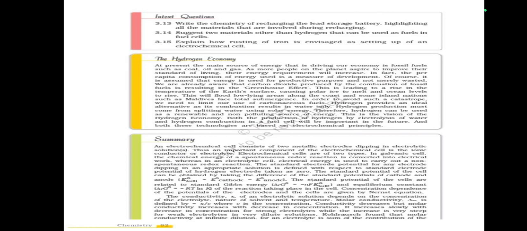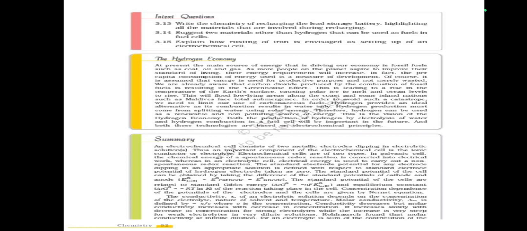Summary: an electrochemical cell consists of two metallic electrodes dipping in an electrolytic solution. Thus, the important component of the electrochemical cell is the ionic conductor, and electrochemical cells are of two types: galvanic cell, where the chemical energy of the spontaneous redox reaction is converted into electrical work, whereas in an electrolytic cell, electrical energy is used to carry out a non-spontaneous redox reaction.